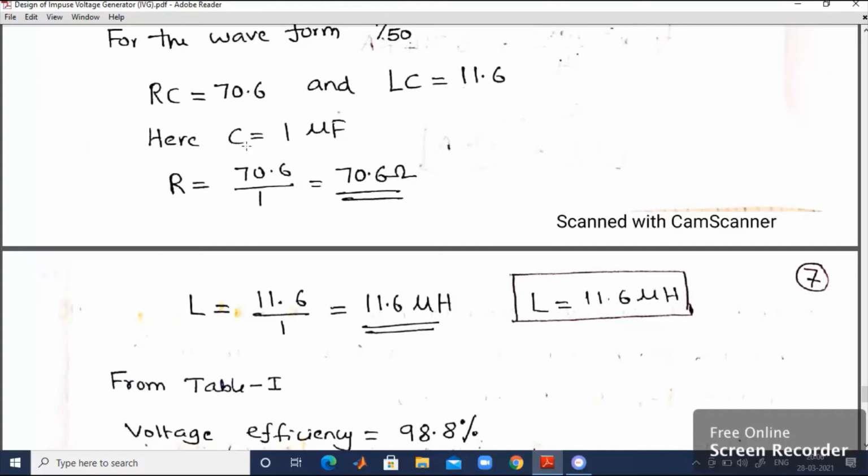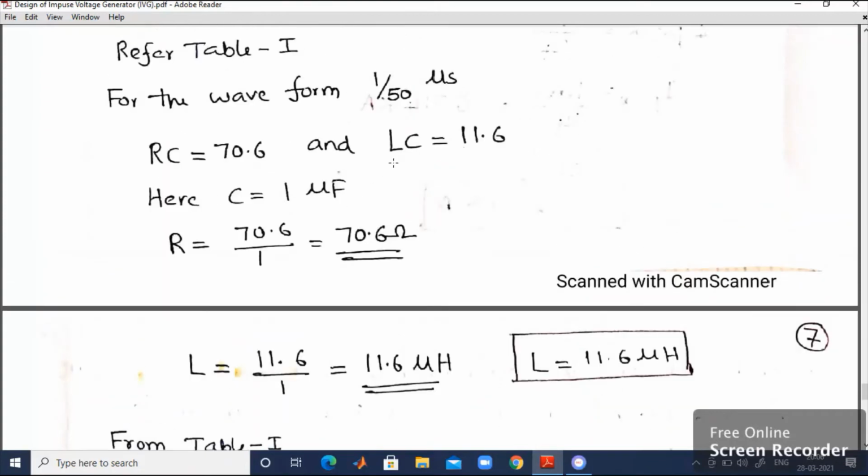I know the value of C, that is equal to 1 microfarad, that is given in the example. So now RC is equal to 70.6. Therefore, I can compute the value of R. R is nothing but 70.6 divided by C, that is nothing but 70.6 ohm. I have computed the value of R.